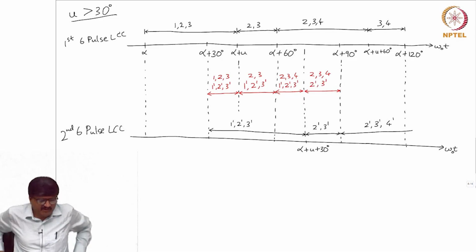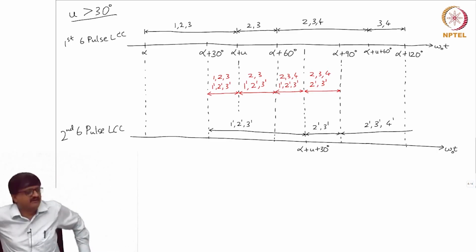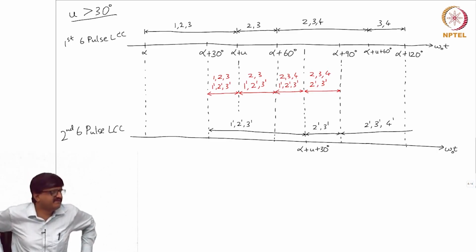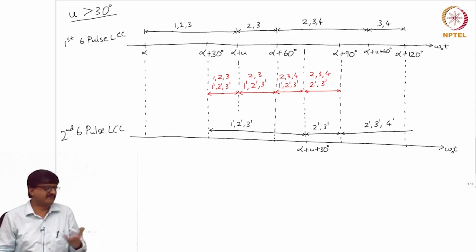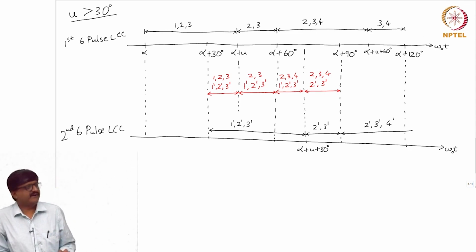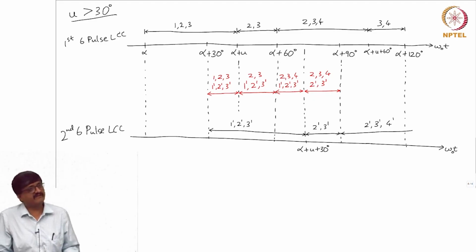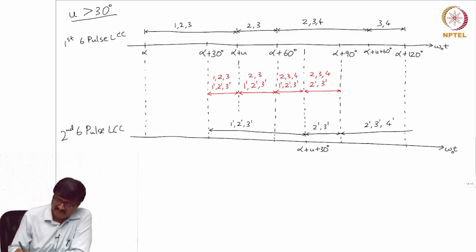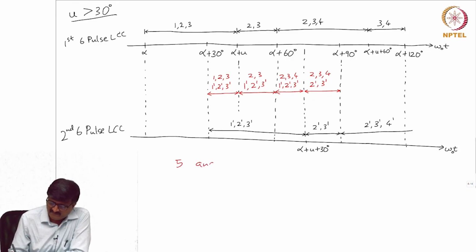Though it is sufficient to consider only one interval of 30-degree duration for the 12 pulse LCC, I have shown for 2 intervals, that is for 60-degree duration I have shown. So, you see that there are 2 subintervals in each interval. In one of the subintervals 6 valves conduct, in the other subinterval 5 valves conduct. Okay. So, this is 5 and 6 valve conduction mode.